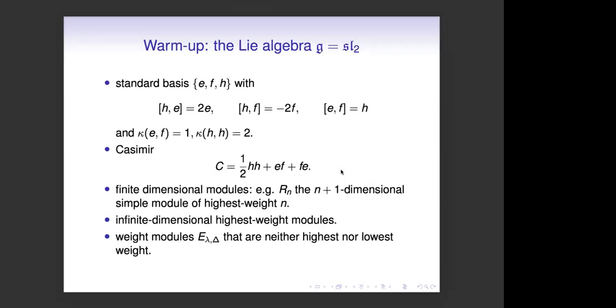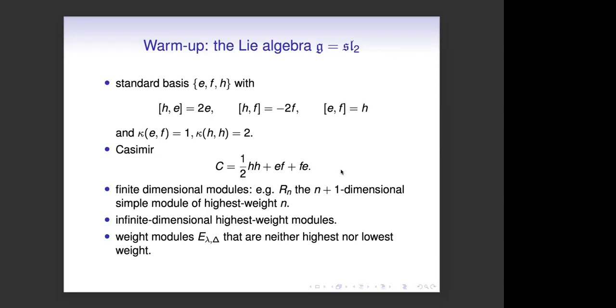Okay, SL2, we know what it is, and I think I use standard notations, a standard basis and commutation relations. Kappa stands for the Killing form, normalized in this way. It's important also to know the explicit form of the Casimir element, right? It generates the center in the universal enveloping algebra. And then we do representation theory. And one thing we all know: for every dimension, SL2 has exactly one irreducible representation.